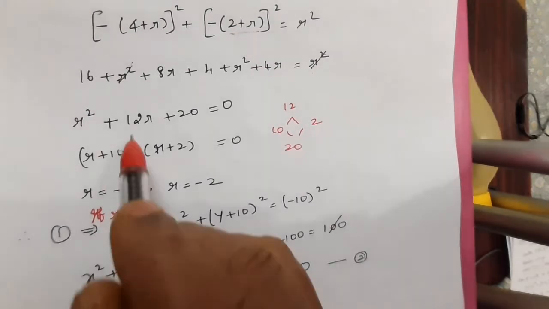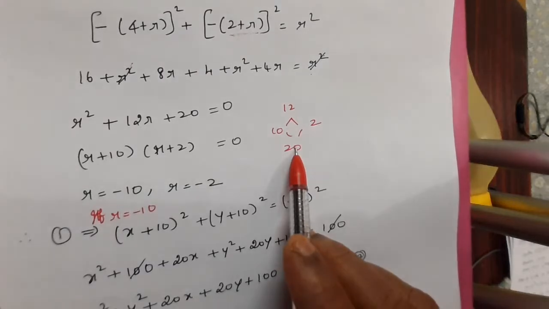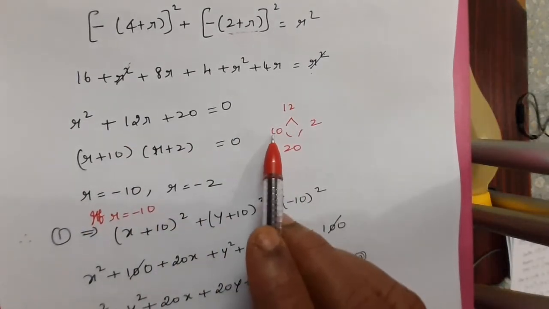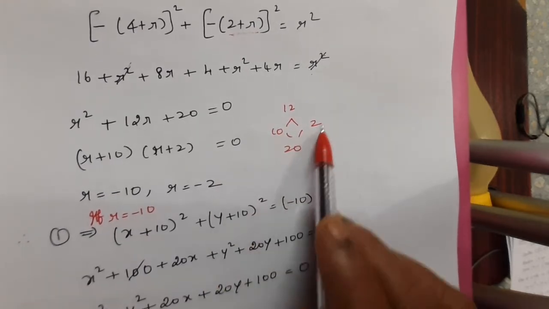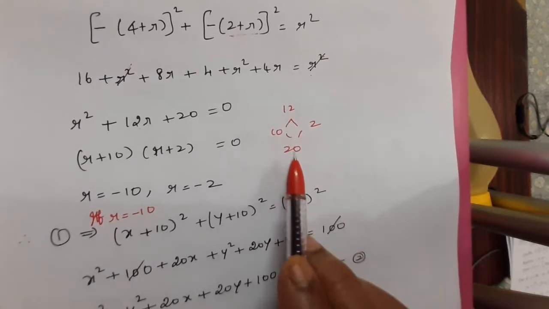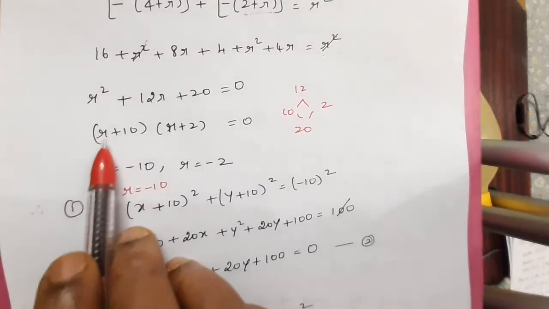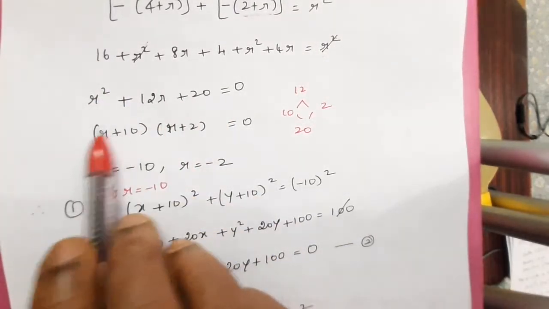Now what is the sum? The sum is 12. The product is 20. So multiply: 10 twos are 20, and 10 plus 2 is 12. So the sum is 12 and the product is 20. 10 twos are 20, and 10 plus 2 is 12. So the quadratic equation becomes a linear equation.